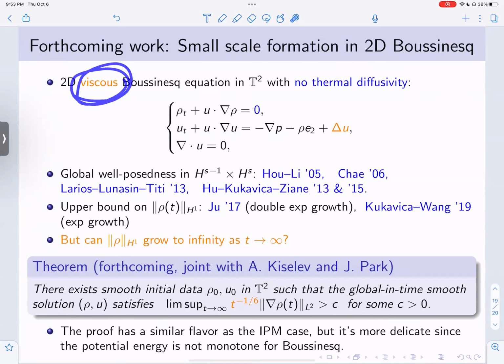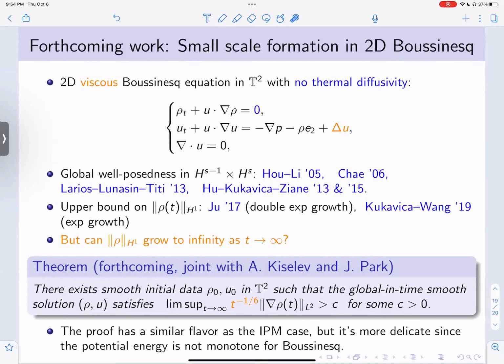It is the viscous Boussinesq equation. So here there is the Laplacian mu term. However, there's no thermal diffusivity, so the temperature rho is just transported by the velocity field u. For such an equation in 2D, the global well-posedness is well known if this problem is set up in a sufficiently high Sobolev space. Ju and Kukavica and Wang have also obtained some upper bound on the H1 norm of rho.